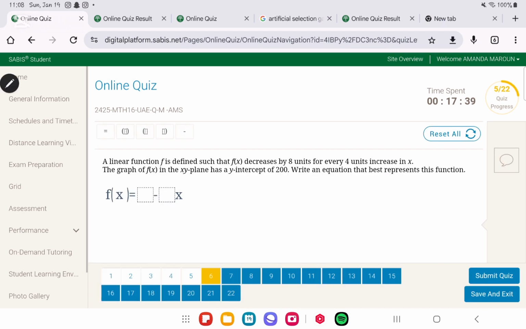A linear function f is defined such that f(x) decreases by 8 units, so minus 8 units, for every 4 units increase in x. So it decreases by 8 units, minus 8, divided by 4 units, plus 4, because of the 4 units increase in x, so times x. That means we are going to get minus 2x. They told us that it has a y-intercept of 200. That means 200 is our constant, so 200 minus 2x is our function.